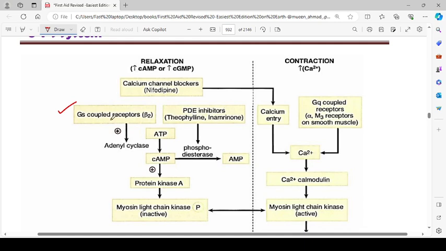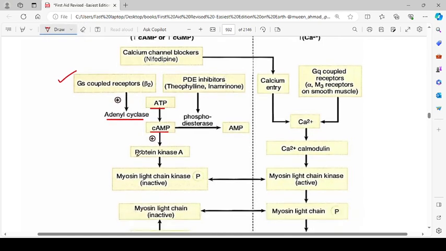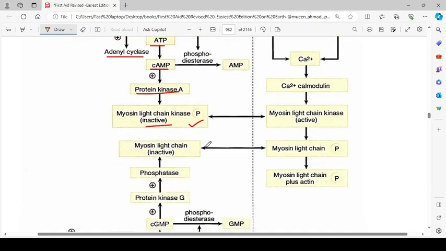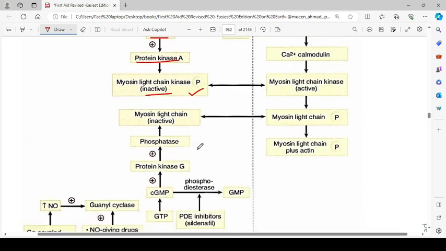Okay, they will stimulate the adenylyl cyclase, which will convert the ATP to cyclic AMP. Phosphodiesterase inhibitor. Okay, let's not talk about the drugs for now. Let's see the mechanisms first. Cyclic AMP will stimulate the protein kinase A, which will phosphorylate the myosin light chain kinase, and that will become activated, right?